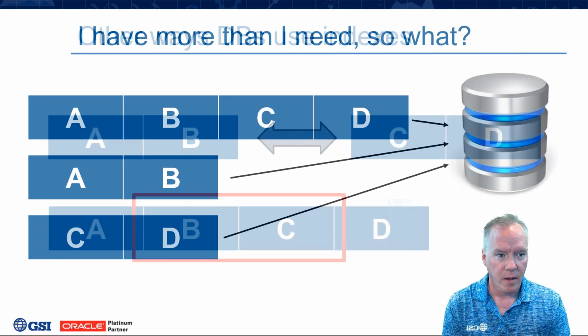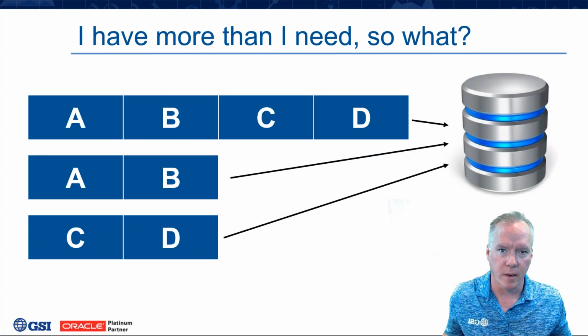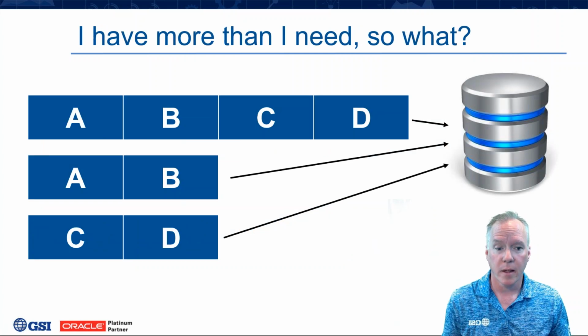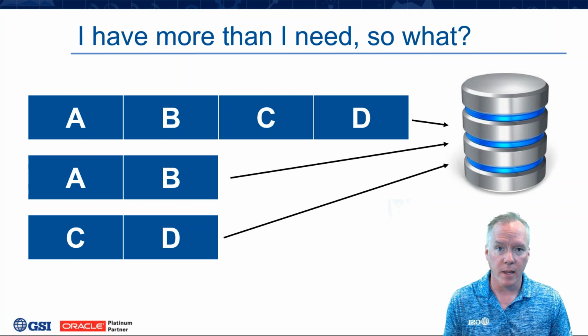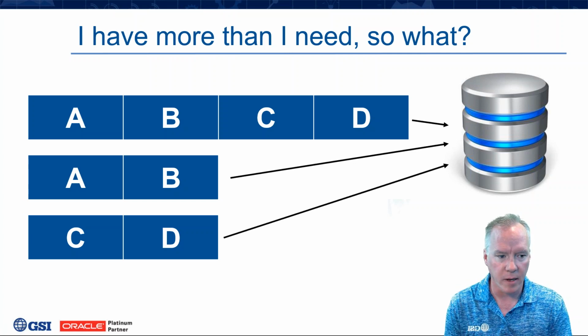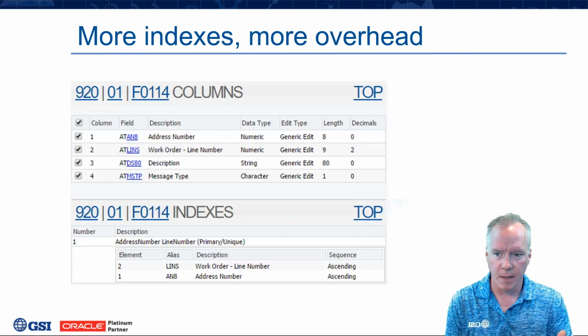So if you have more indexes than you need, what's the big deal? And I've mentioned this a couple times already. It's because every additional index causes another write or a delete or an insert update, and that can be a big deal when you have a big table with a lot of activity and a lot of indexes. So in a small table like the F0114, it's got 4 columns and 1 index, and that's it.